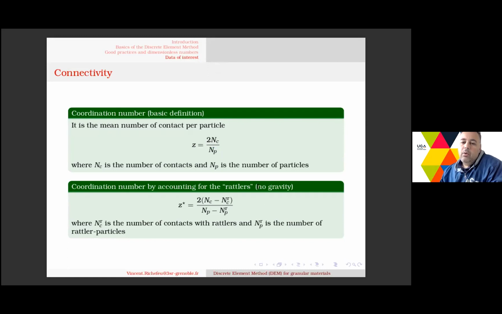In the situation where we don't have gravity, the packing will be strange because we will observe some particles that float, that have only one contact. And this is due to the fact we don't have gravity. So sometimes these particles are named rattlers, and we may have another definition of the connectivity that accounts for the presence of rattlers, that avoids the rattlers. Okay, so we may also use that.